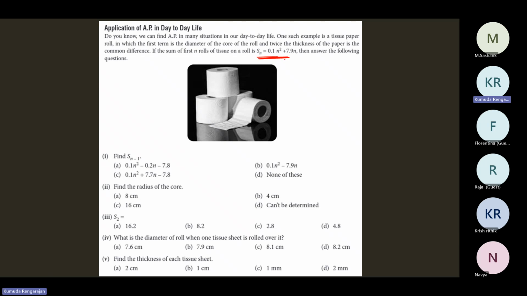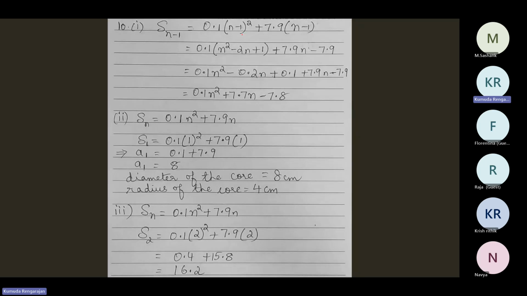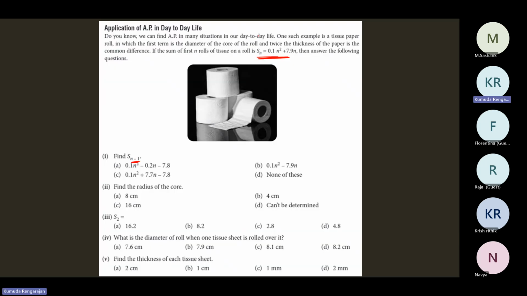So since Sn is given, to find Sn minus 1, in place of n, you will have to use n minus 1. Sn is given. In place of n, use n minus 1. Sn is this one. So Sn minus 1 will be 0.1 into n minus 1 the whole square plus 7.9 into n minus 1. Replace n with n minus 1. See, this n with n minus 1, this n with n minus 1, this one with n minus 1.